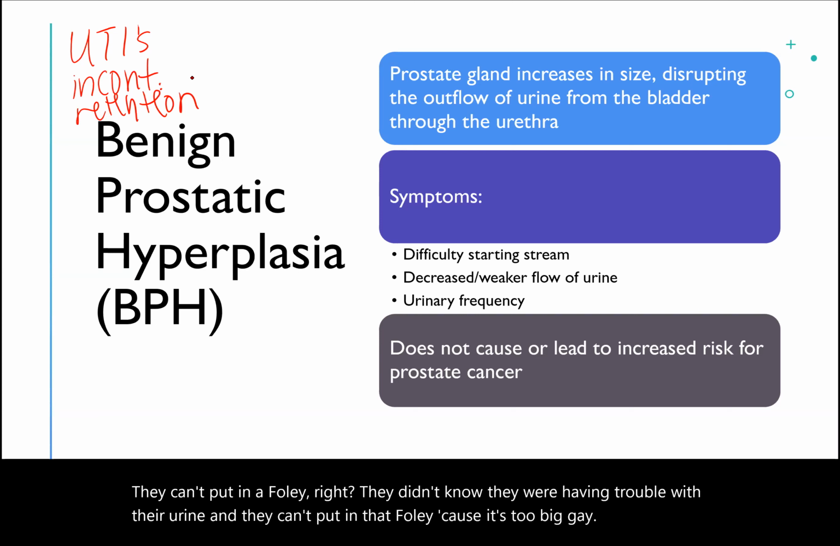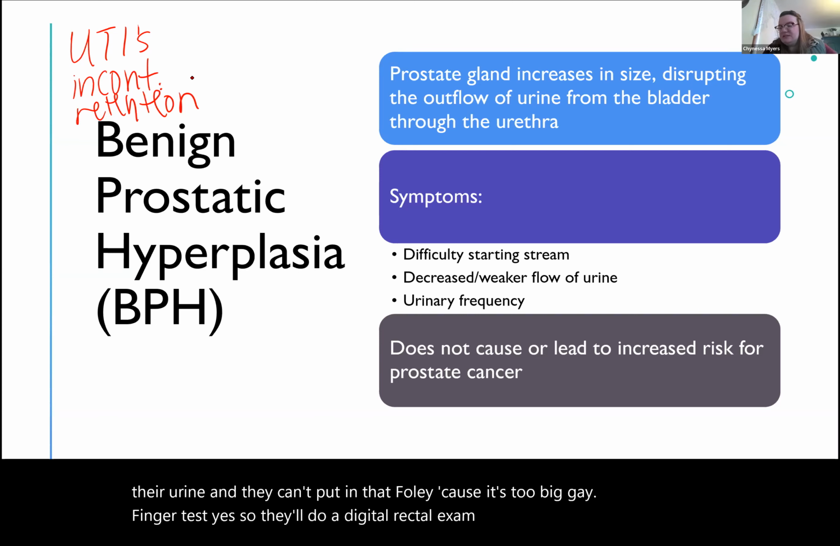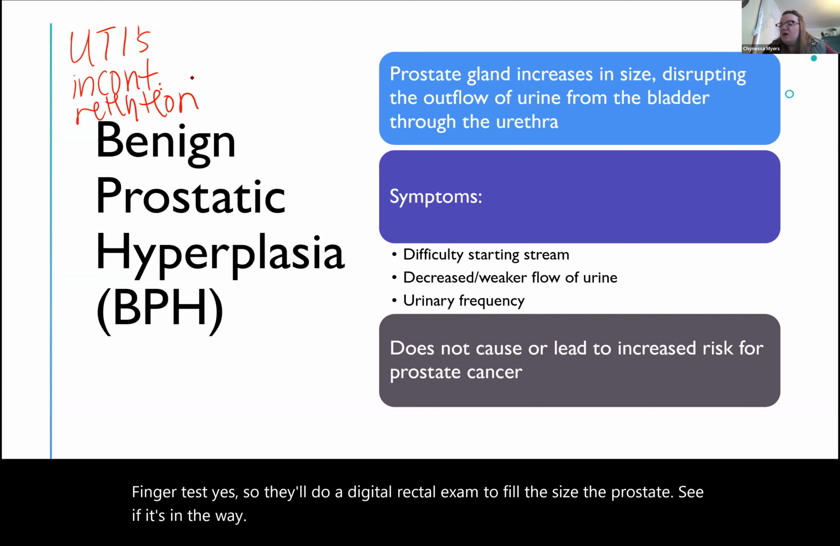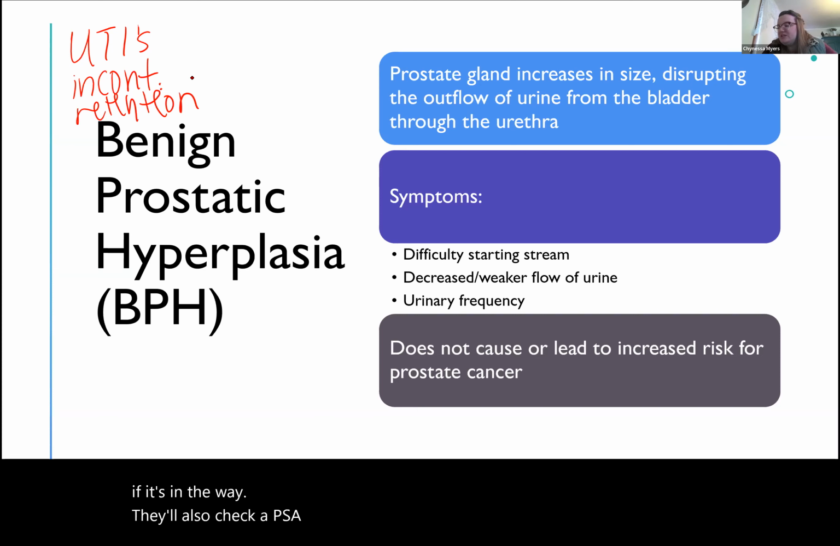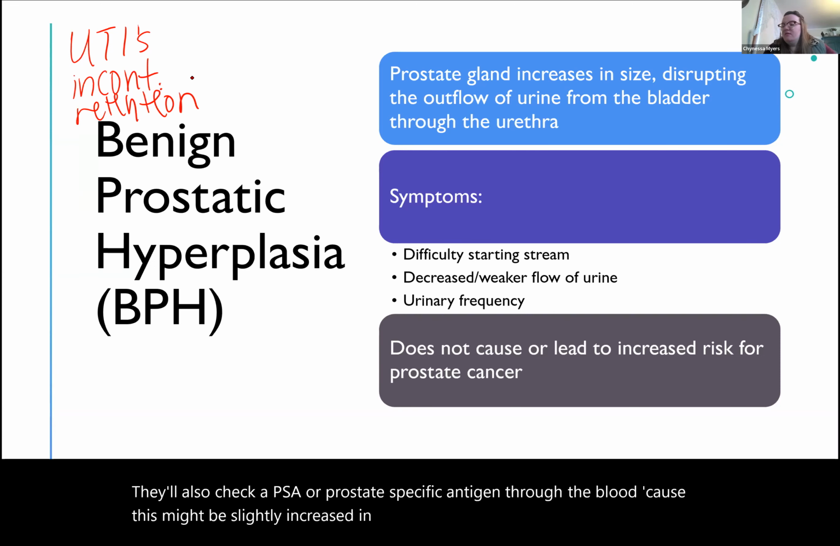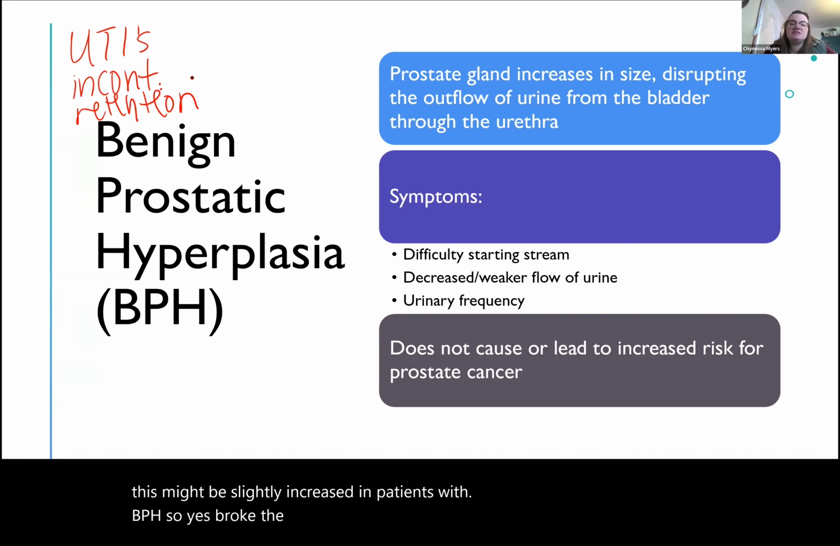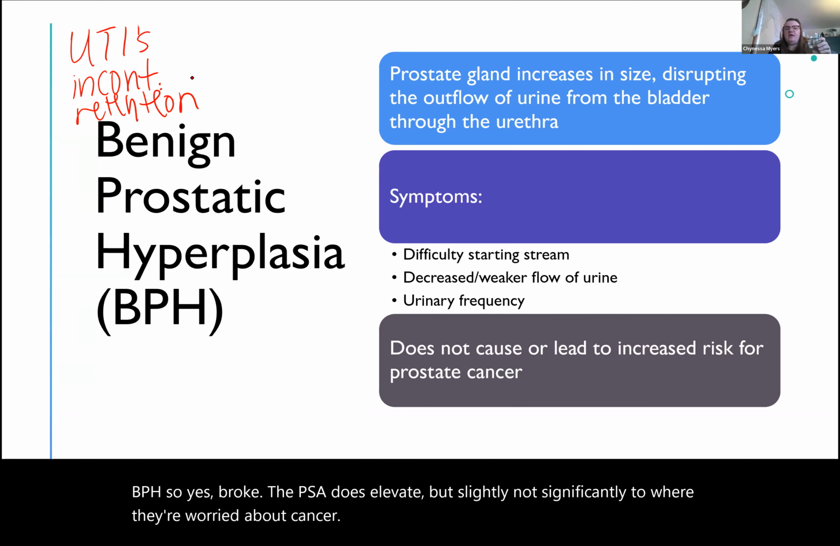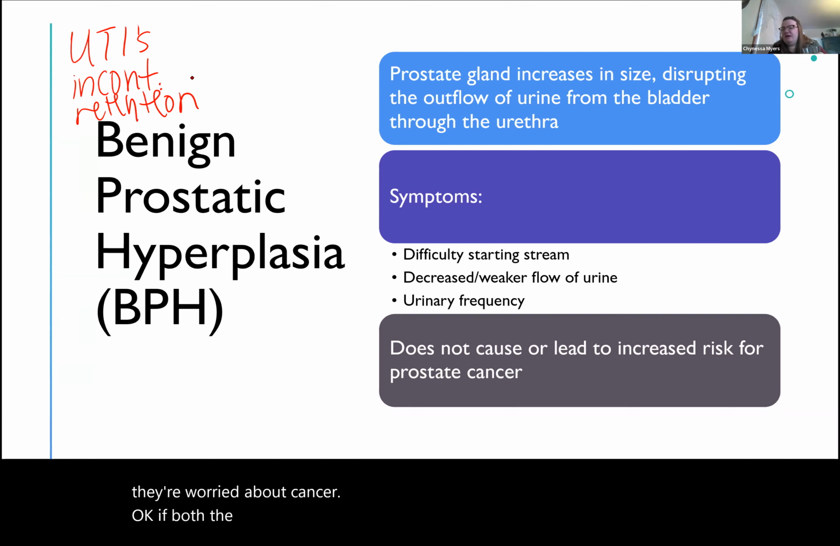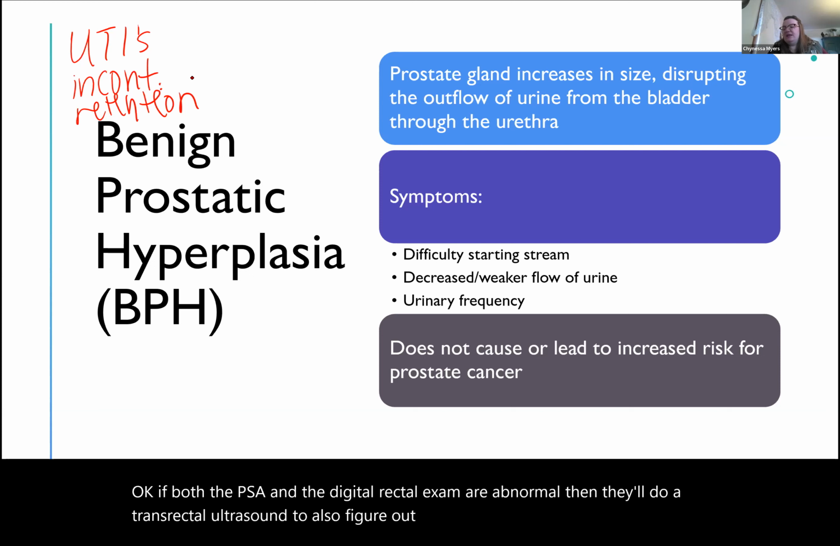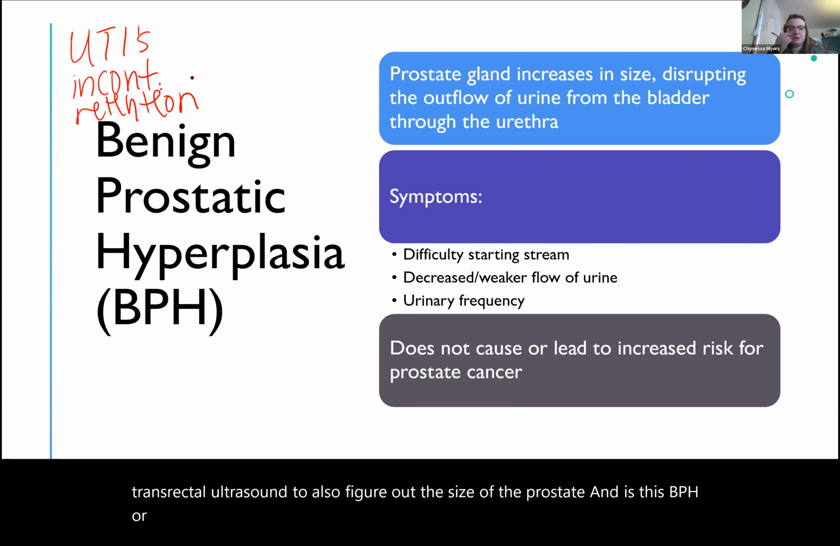Finger test, yes. So they'll do a digital rectal exam to feel the size of the prostate, see if it's in the way. Okay. They'll also check a PSA, a prostate specific antigen, through the blood, because this might be slightly increased in patients with BPH. So yes, Brooke, the PSA does elevate, but slightly, not significantly to where they're worried about cancer. Okay. If both the PSA and the digital rectal exam are abnormal, then they'll do a transrectal ultrasound to also figure out the size of the prostate and is this BPH or prostate cancer.